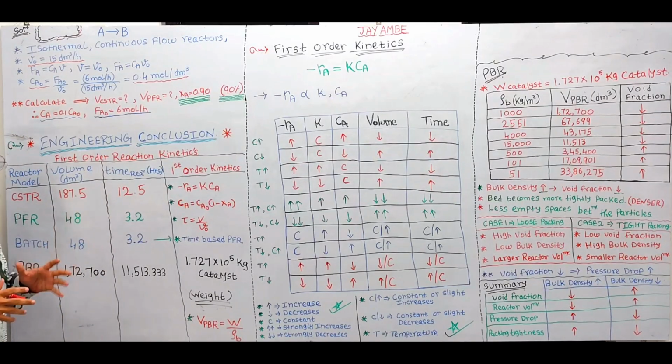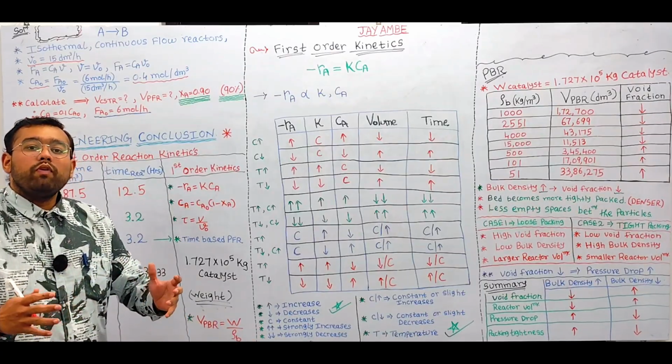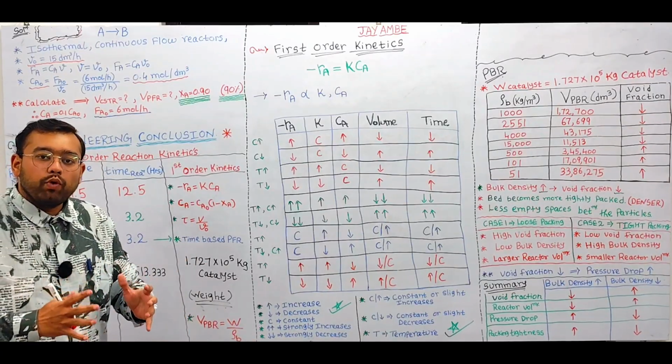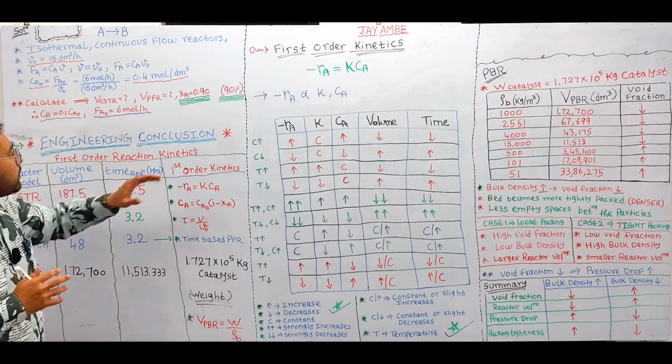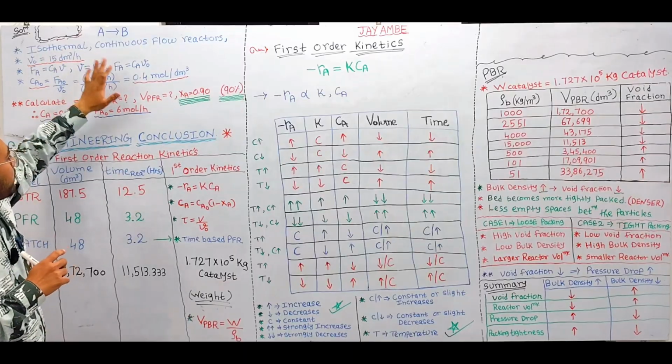Now, this much volume we require, but the next question was, what will be my reaction time? How much time will it require in order to achieve the desired conversion of 90%, where we have kept all the operating parameters constant?